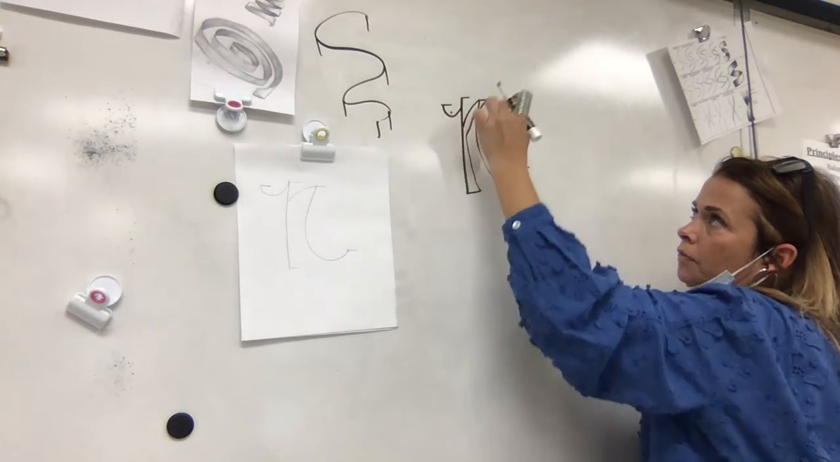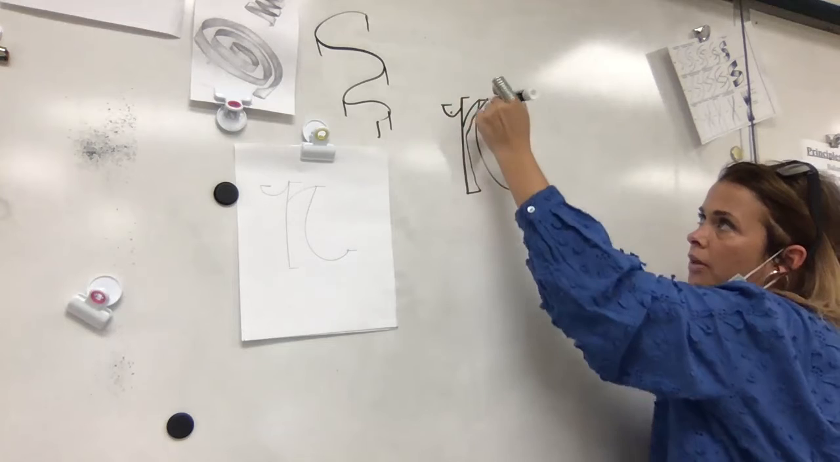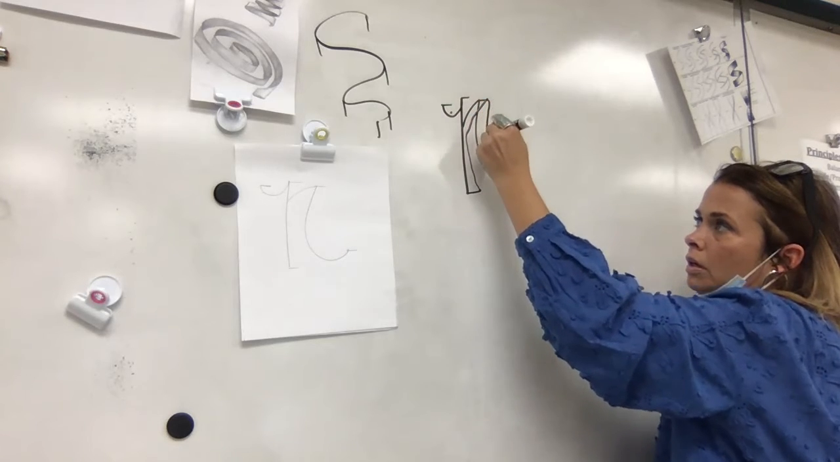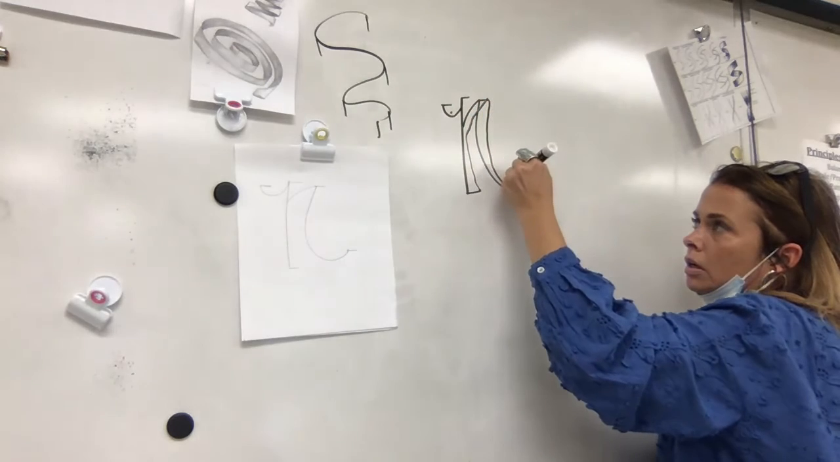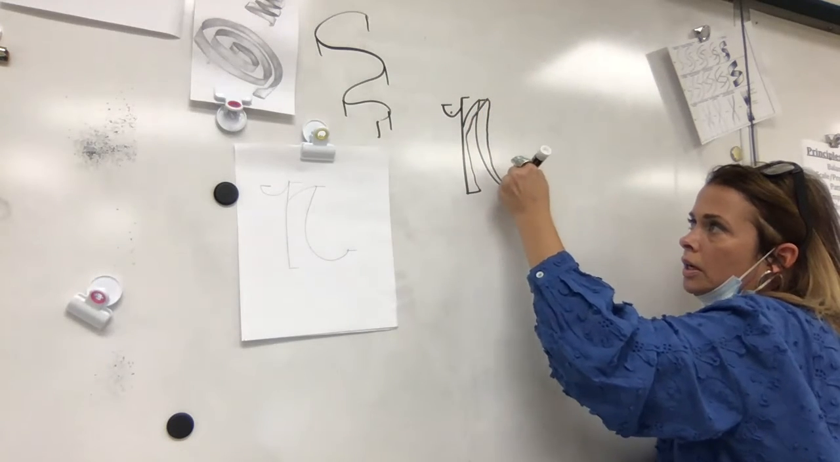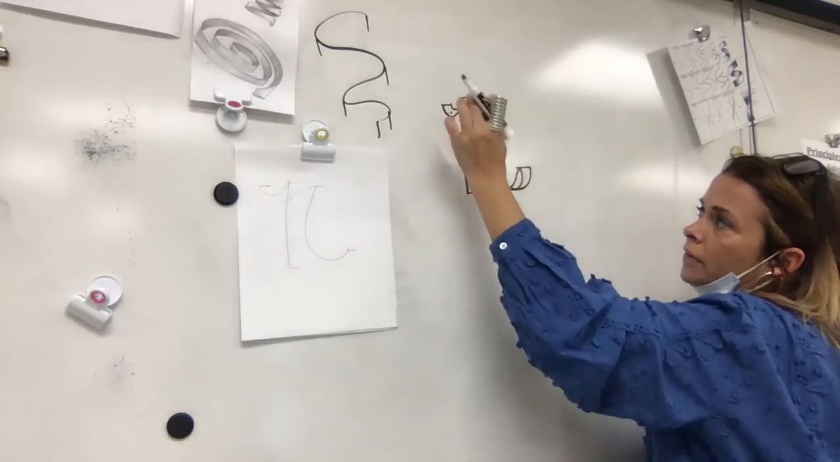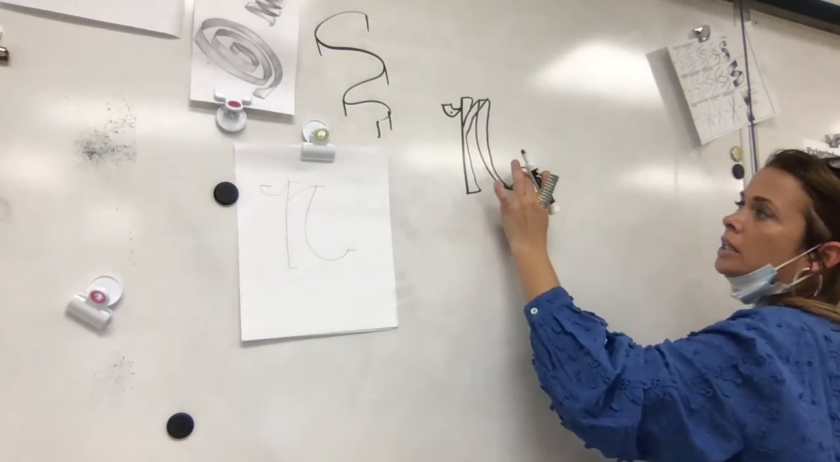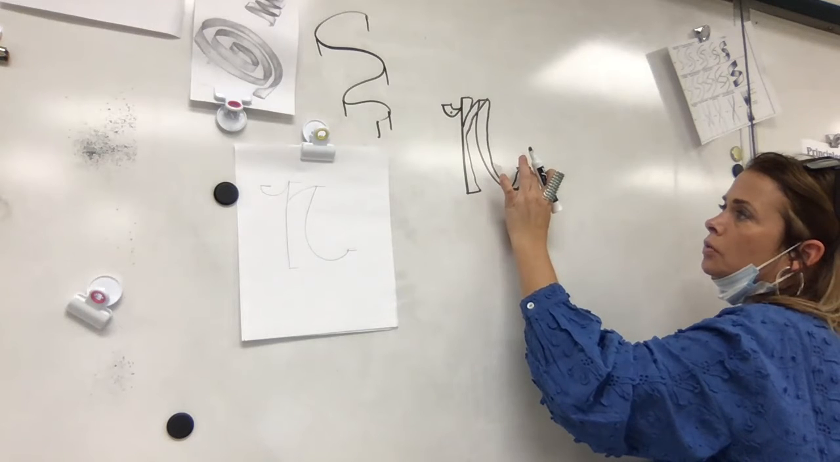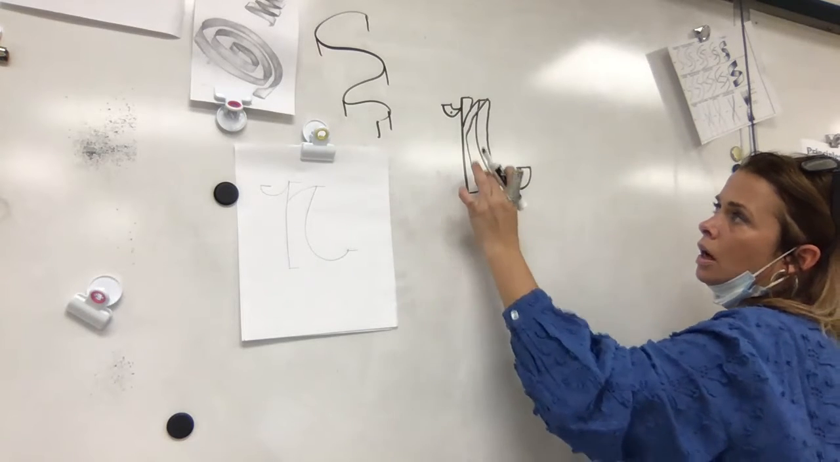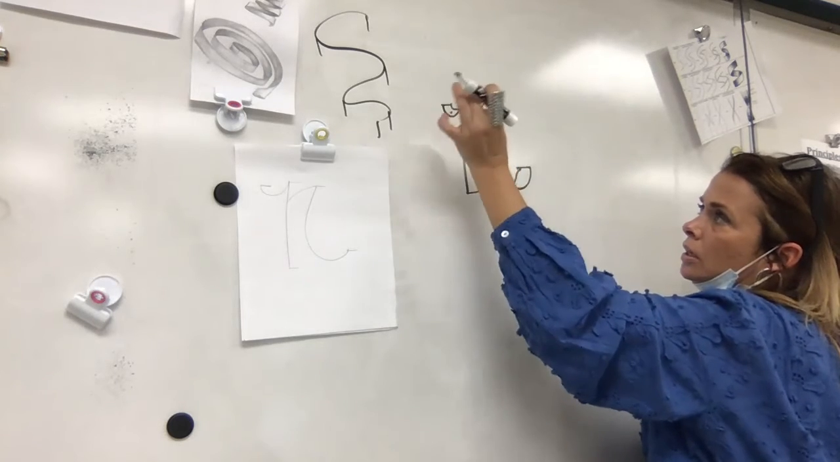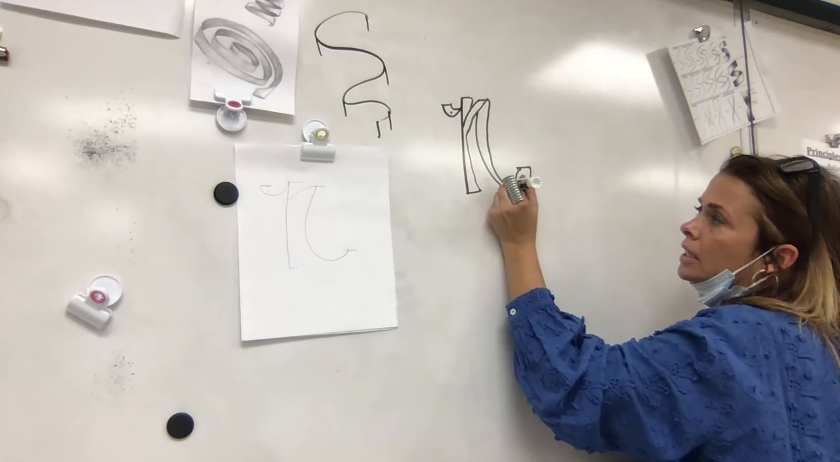Then I'm going to come from here down to here. I'm going to follow that line. Here to here. Here to here. Here to here. Very, very easy. Then you're going to just erase your guidelines. So I'm going to erase this guideline right here, and this guideline right here. And then you're going to come back in and shade.